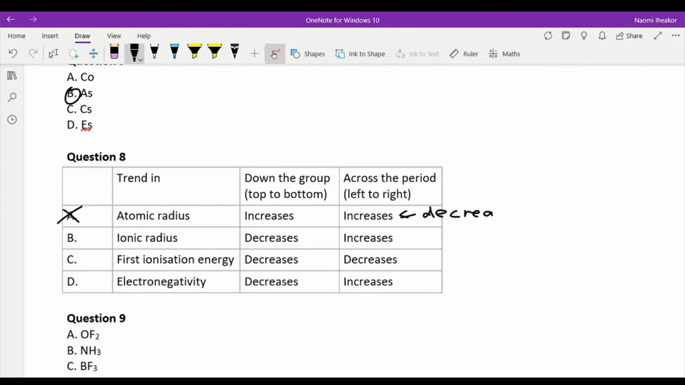Trend for ionic radius should be the same as atomic radius, so this is also not described correctly. So ionic radius also increases down the group and decreases across the period.